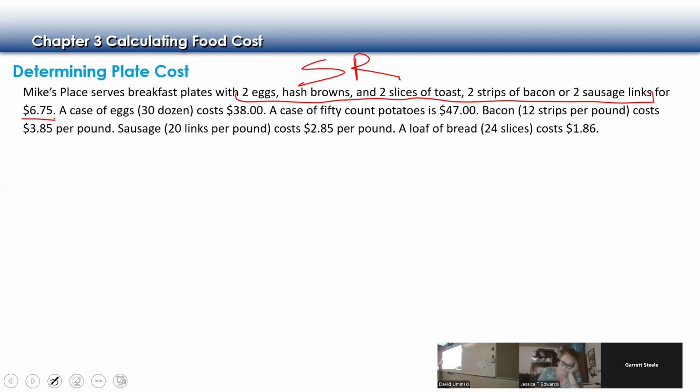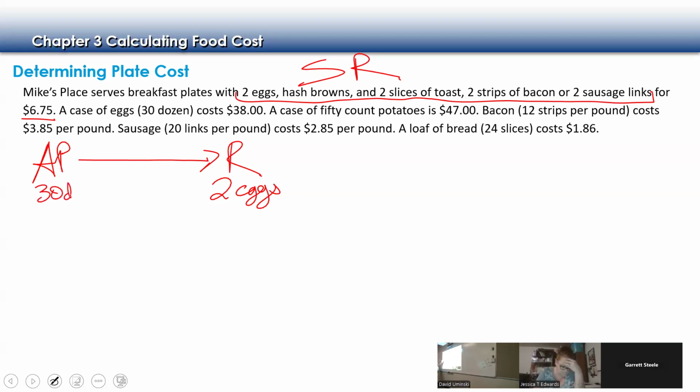Okay. So 2 eggs, AP to recipe. How many eggs does our recipe call for? 2. 2 eggs. Okay. And we purchase 30 dozen.